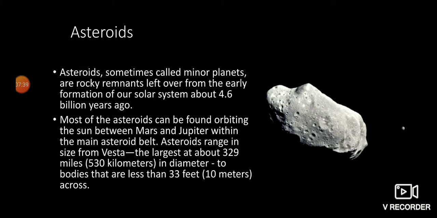Asteroids range in size from Vesta, the largest, about 329 miles in diameter, to bodies that are less than 33 feet across. Some asteroids are not in the asteroid belt between Mars and Jupiter; they move in a different orbit, revolving around the sun.